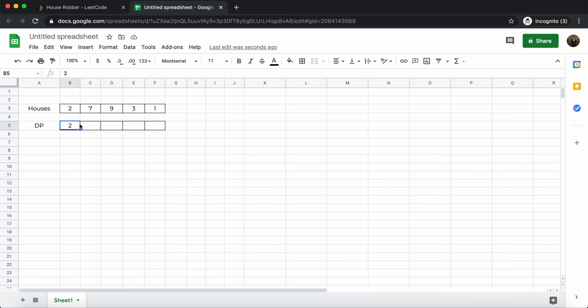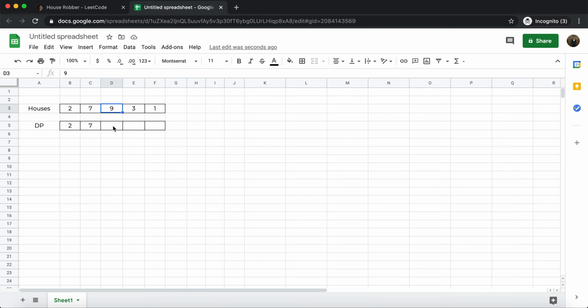Let's expand our number of houses a bit. Let's say we have 2 houses, 2 and 7. If we rob the first house, the profit is 2, and if we rob the second house, it is 7. So obviously the answer here is 7, the maximum amount we can collect till this point.